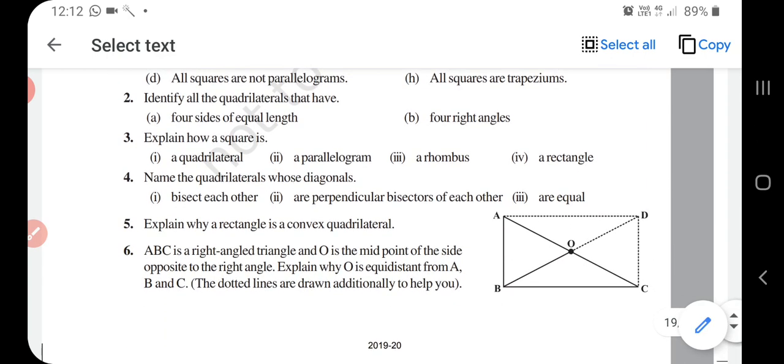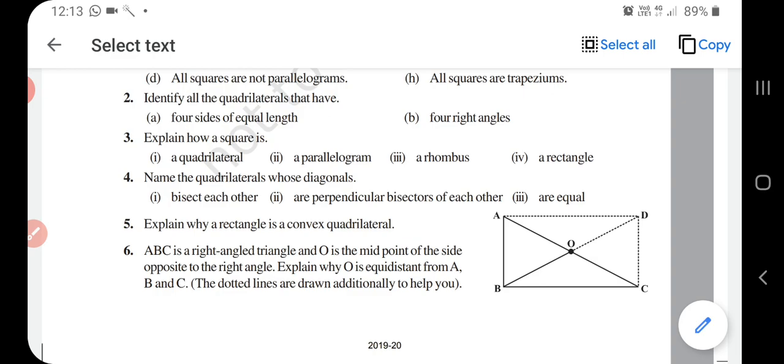Name the quadrilateral whose diagonals bisect each other. If the diagonals bisect each other, then it is parallelogram, rectangle, square and rhombus. Because parallelogram, rectangle, square and rhombus इन सब के डायगोनल्स आप क्या करते हैं, बाइसेक्ट करते हैं. Perpendicular bisector of each other, perpendicular bisector only स्क्वायर एंड रोम्बस में होता है. Now diagonals are equal only in square and rectangle.